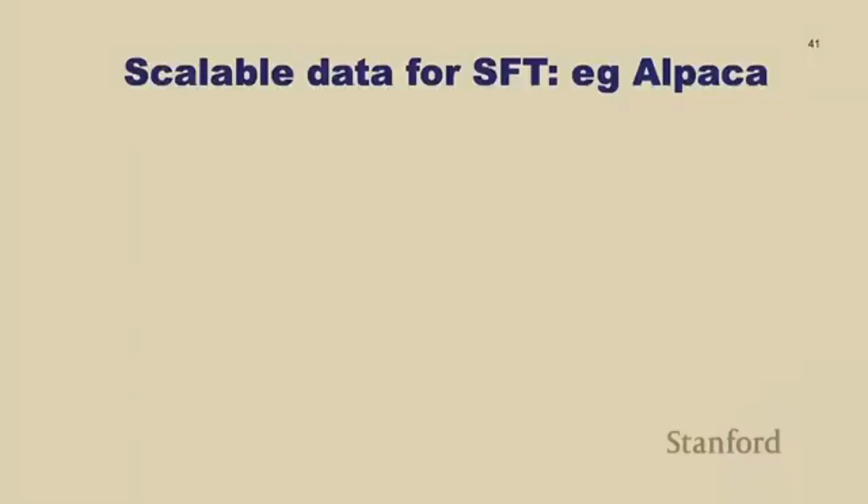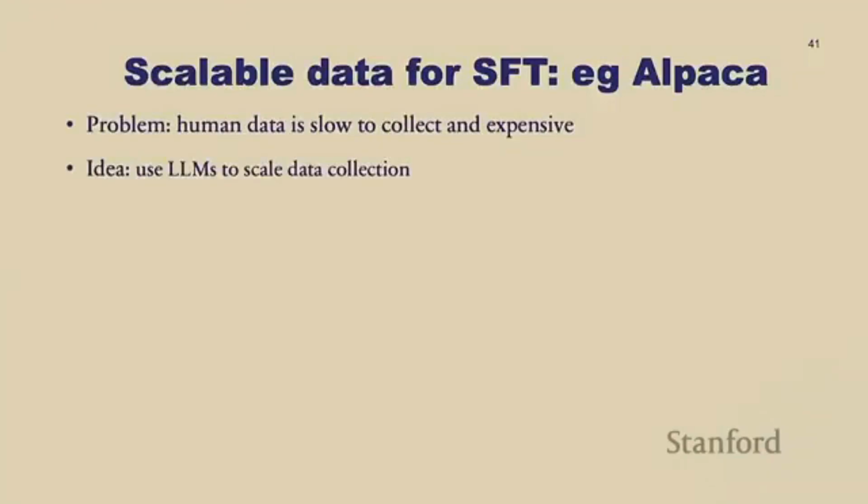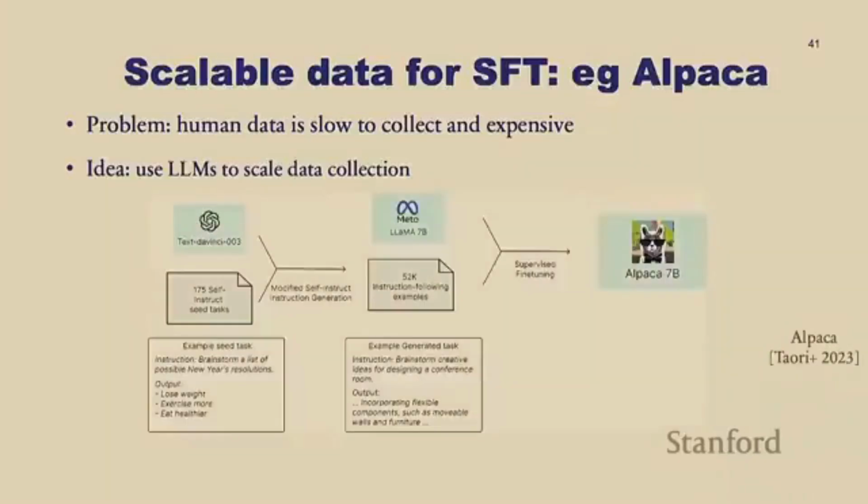So the problem with human data is that it's very slow to collect and very expensive. So one possible simple idea is to use LLMs to scale data collection. That's exactly what we did with Alpaca 1 year ago.